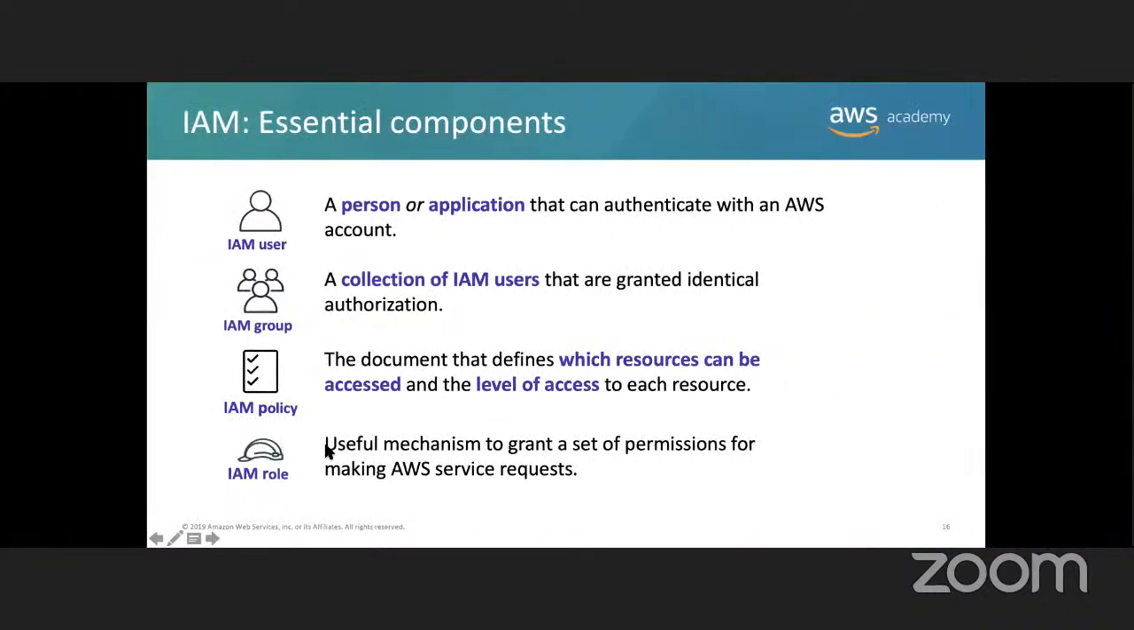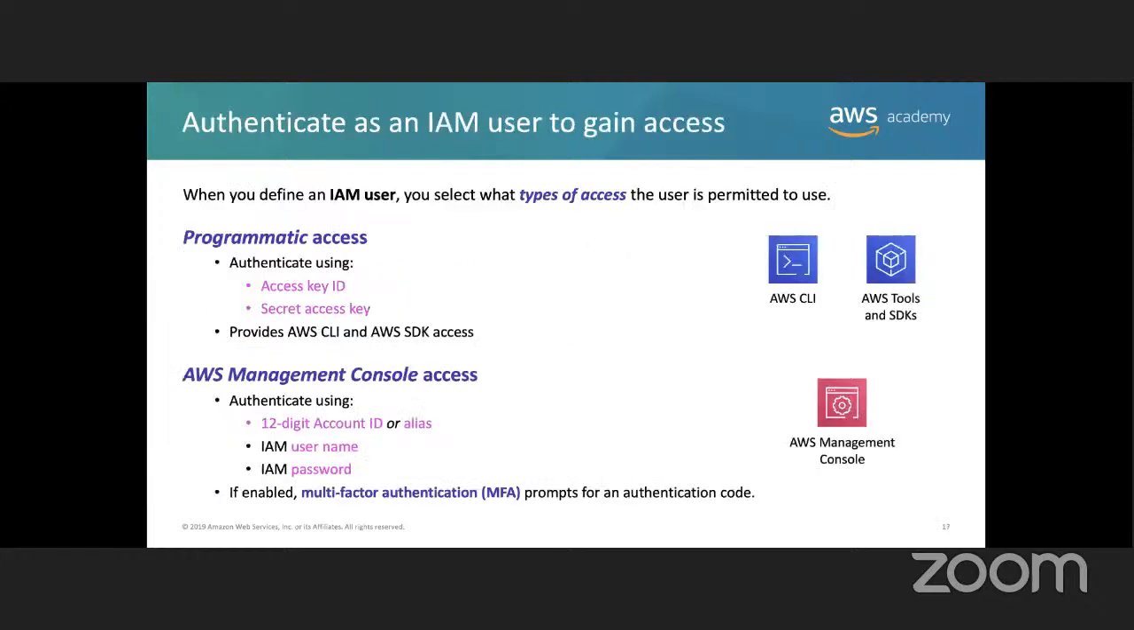And a role is a useful mechanism to grant a set of permissions for making AWS service requests, okay? So a role is what allows people or services to interact with other services, okay? If you don't have a role, you will not be able to interact or access the account, okay? So when you authenticate as a user, you gain access either programmatically or through the management console, okay?